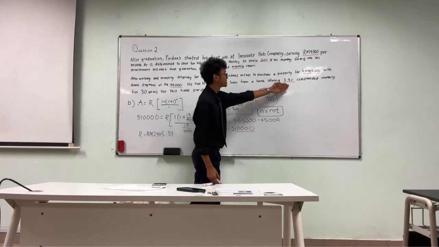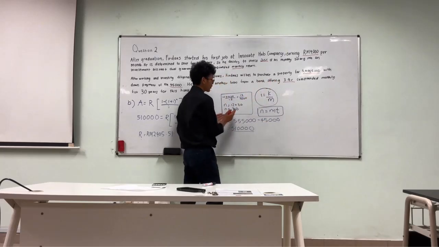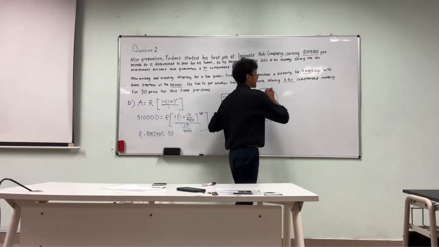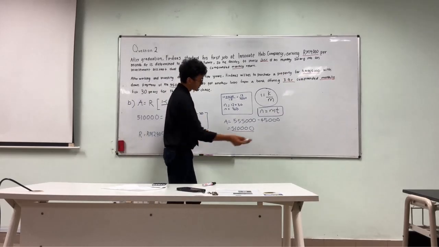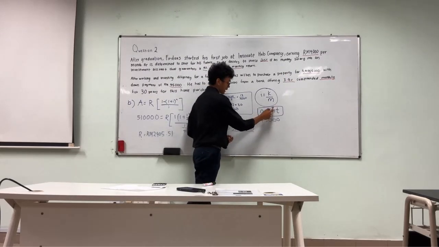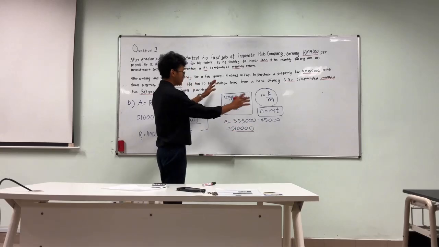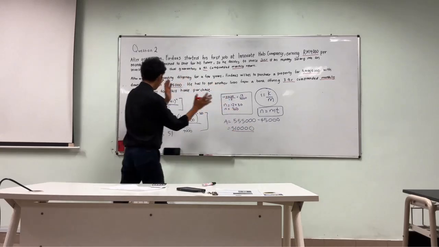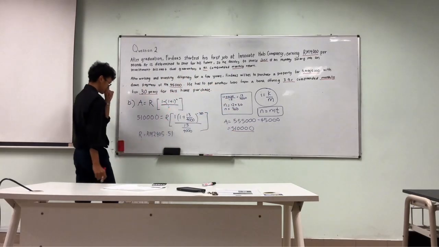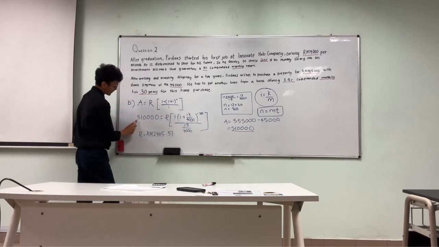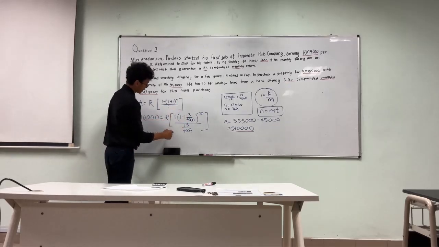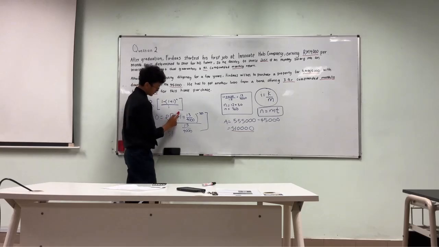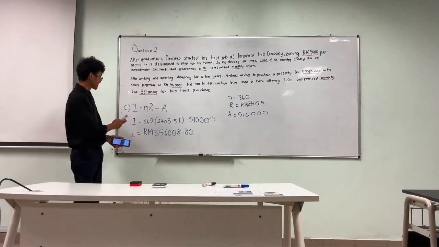The 3.9 we will substitute into the formula, and for the m, it is said here compounded monthly. For value n, n equals m times t. We substitute the value from here into the formula. 510,000 equals R in a bracket 1 plus 30 over 400.